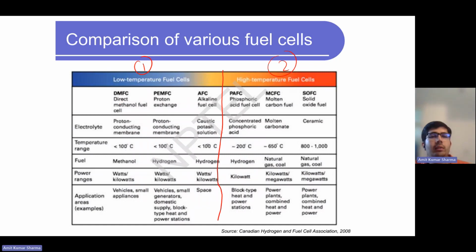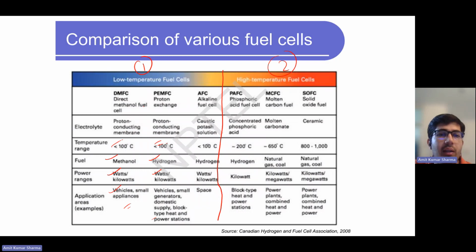So low temperature fuel cells, DMFC or PMFC: direct methanol fuel cell or proton exchange membrane fuel cell. The electrolyte is a proton conducting membrane in both. Temperature range is less than 100 degrees. Fuel will be methanol in DMFC, hydrogen in PMFC. Power ranges from watts to kilowatts. Application areas: vehicles, small applications for DMFC; for PMFC, vehicles, small generators, domestic supply, low type heat and power station.